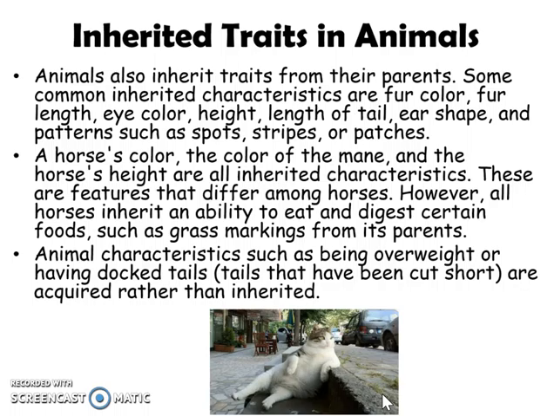Animal characteristics such as being overweight or having docked tails, tails that have been cut short, are acquired rather than inherited. So check out this fat cat. This cat wasn't born fat, but because of the environment it was around, it ate all the food and became overweight. It was an acquired trait.